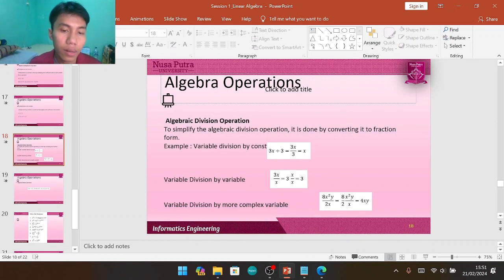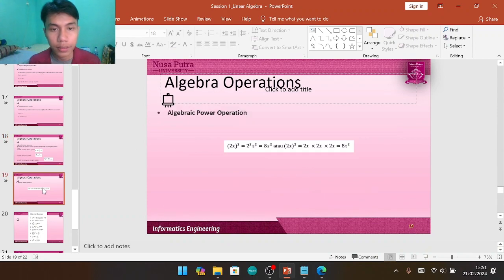Variable division by a more complex variable. In this form, there is 8x squared y divided by 2x. So we can divide 8 by 2, so it becomes 4. And x squared divided by x becomes 1x. And y has nothing to divide by, so just keep it, and the result will be 4xy.